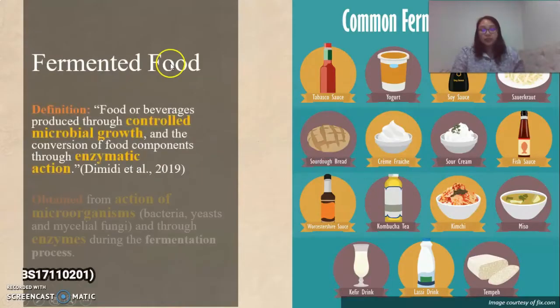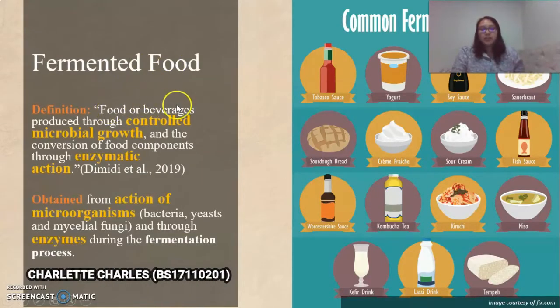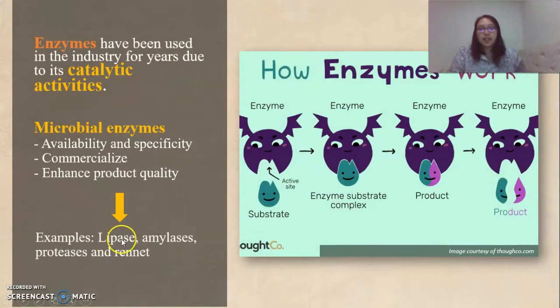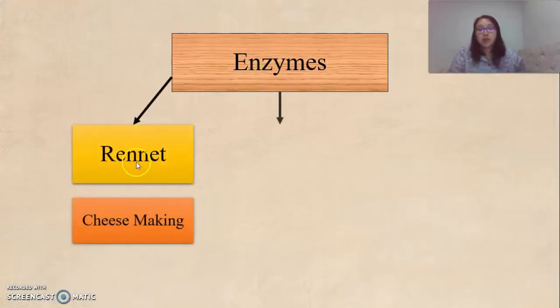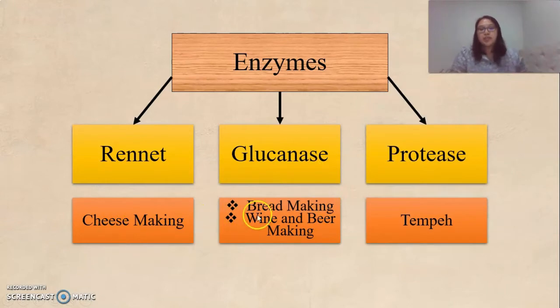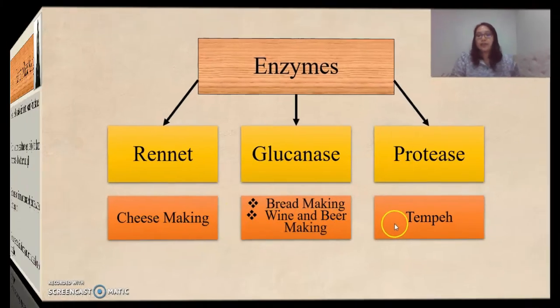What is fermented food? Basically, it means food or beverages that can be obtained through enzymatic action during the fermentation process. Microbial enzymes such as lipase, amylases, proteases, and rennet are preferred because they are commercially available and specific. The enzymes introduced in this presentation are rennet, glucanase, and protease, and how they work will be explained through four products, which are cheese, bread, wine and beer, and tempeh.